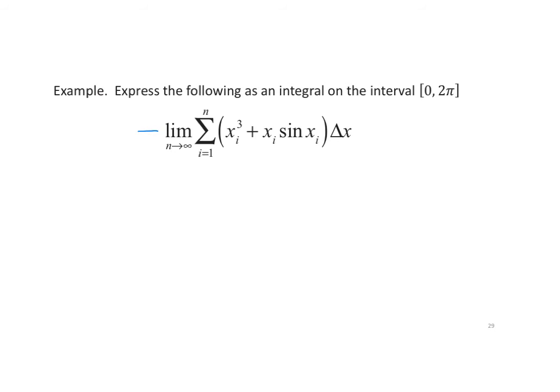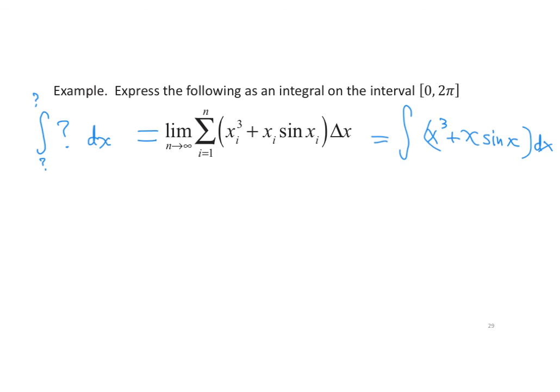We know that this limit is going to equal the integral from something to something of some function dx. Well, when you look at it, the function that we're integrating is probably this one without the subscripts of i. So that's one thing we know. This is going to be the integral of x cubed plus x sine x dx.